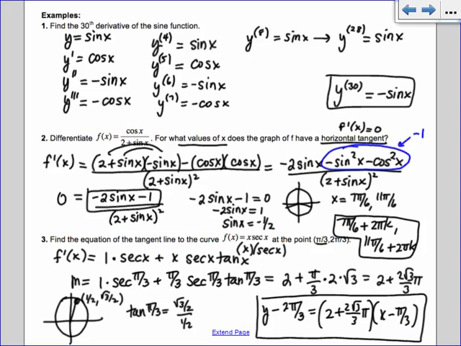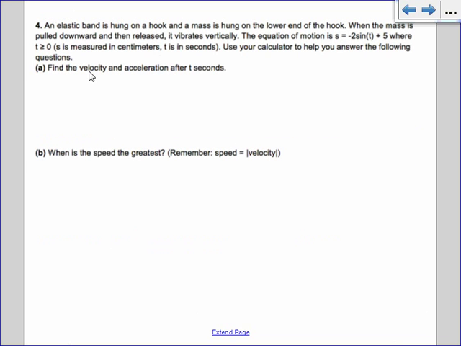All right, one last question. All right, so this one says an elastic band is hung on a hook. So let's say we have this little hook there, and we have a stretchy band from it, and we have some kind of mass. Okay, and if you pull that mass, it's kind of like a spring problem. You pull the mass, and then it's going to vibrate. It's going to go up and down, up and down, up and down. Have you seen these before?